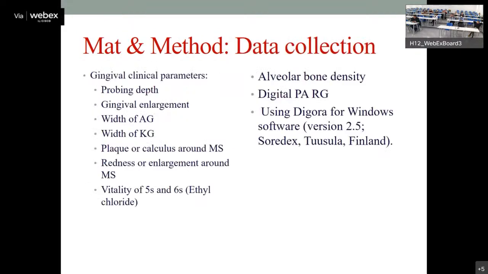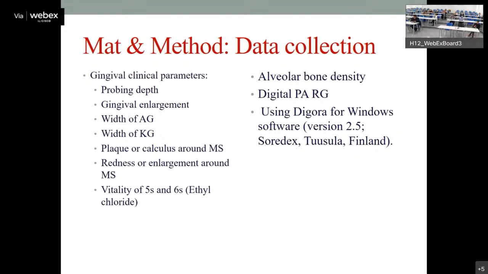Then we assessed two parameters. We looked at the gingival clinical parameters, and we assessed the alveolar bone density from digital periapical radiographs. For the gingival clinical parameters, we looked at the probing depth, gingival enlargement, width of attached gingiva, width of keratinized gingiva, calculus around the microscrew, redness or enlargement around the microscrew, and of course we checked the vitality of the adjacent teeth, second premolars and first molars, using ethyl chloride.